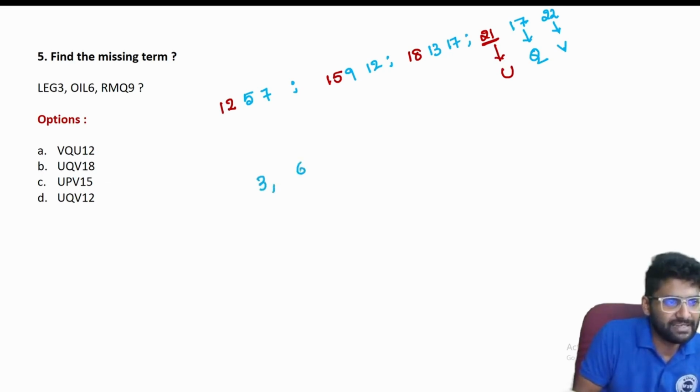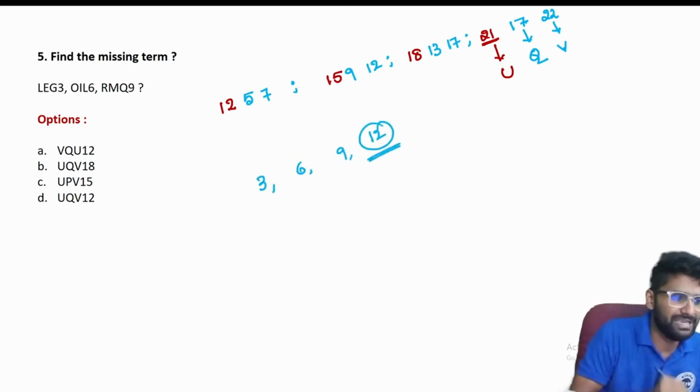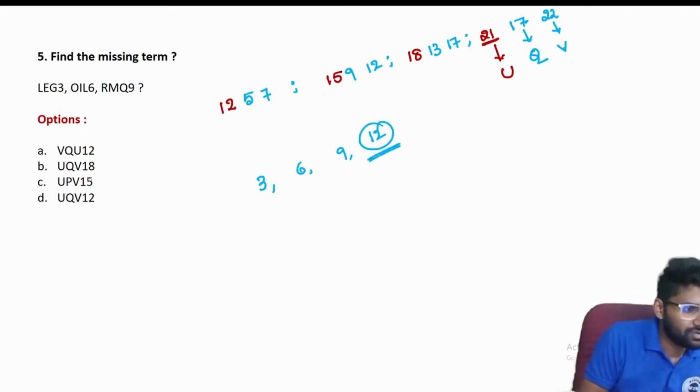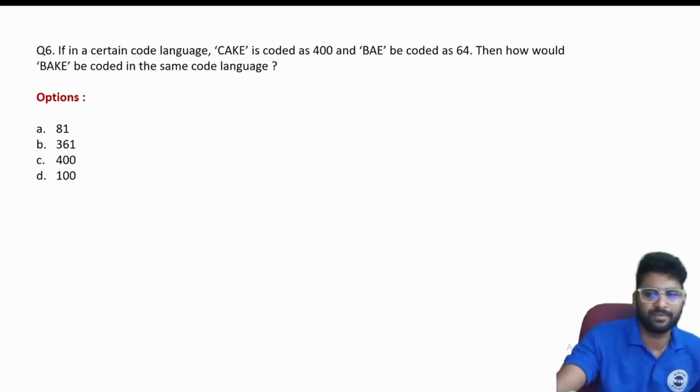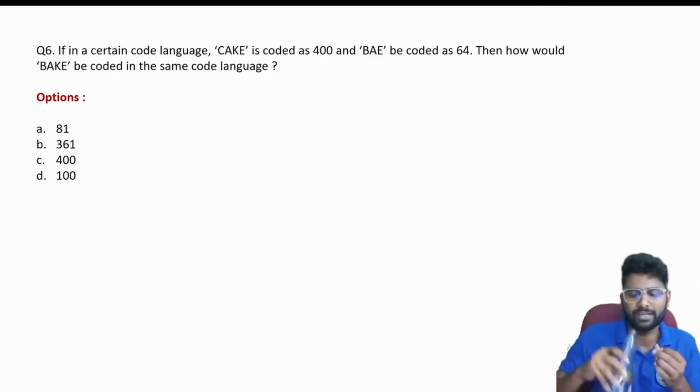So here 3, 3 2s are 6, 3 3s are 9, 3 4s are 12. Now your answer must end with 12. Now check the options here: U, Q, V, 12. You can choose option D. Very good, Manasai. Next, on to the next question from coding and decoding.